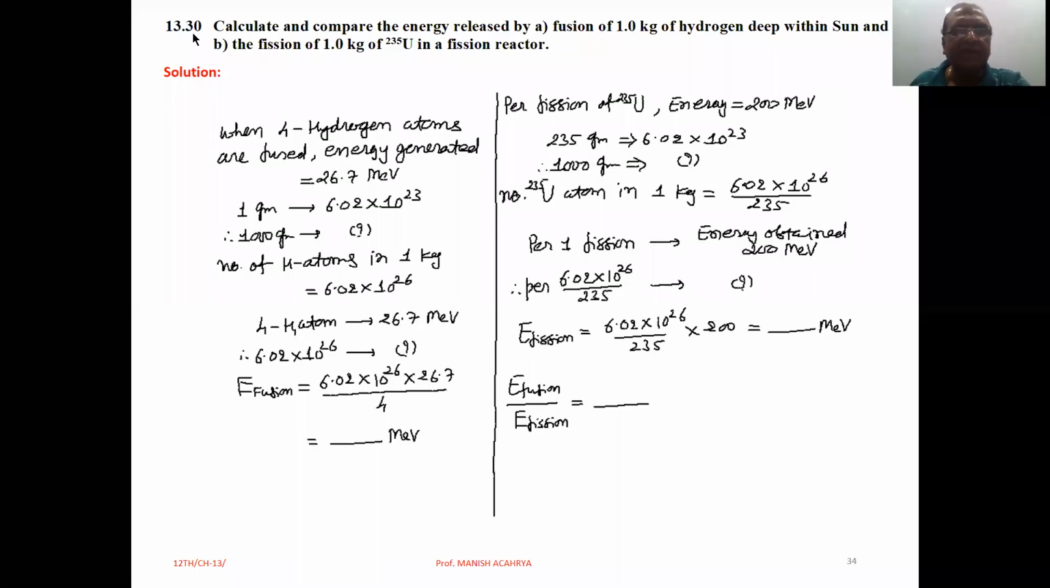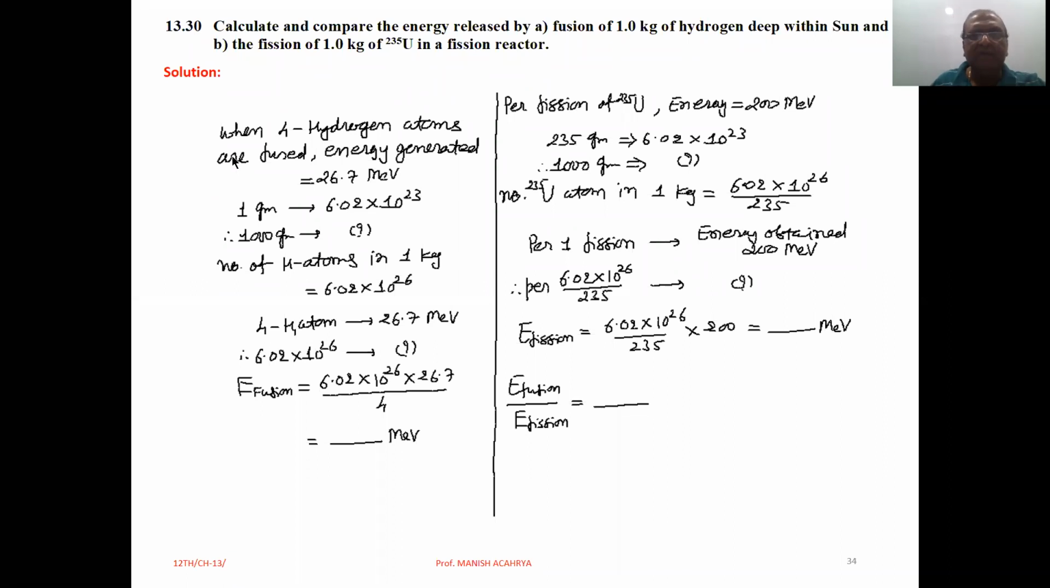Okay, next, 13.30. Calculate and compare the energy released by A, the fusion of 1 kilogram of hydrogen deep within the Sun, and B, the fission of 1 kilogram of U-235 in a fission reactor. Okay.